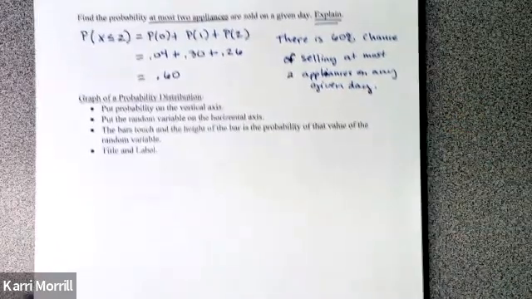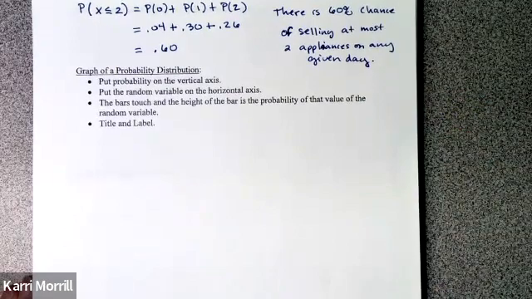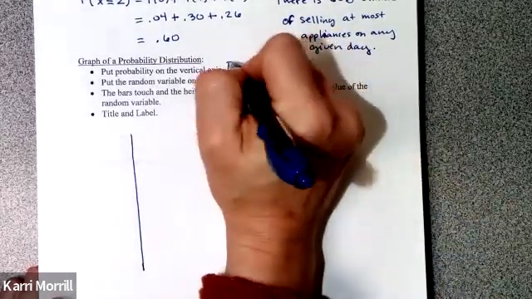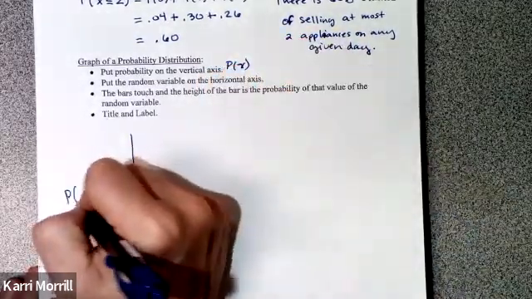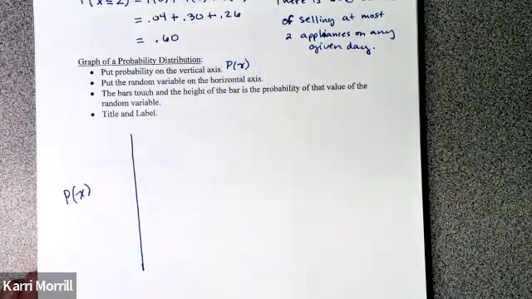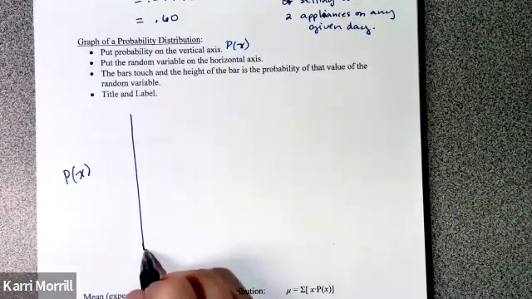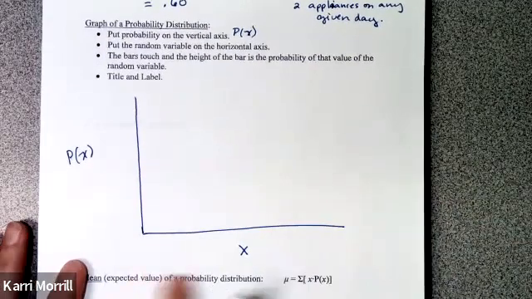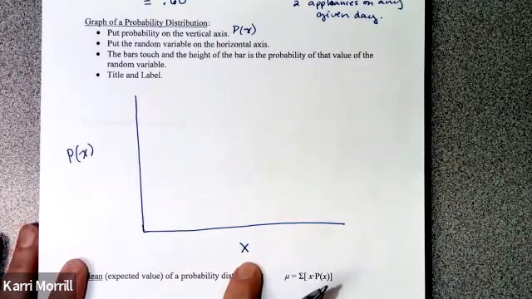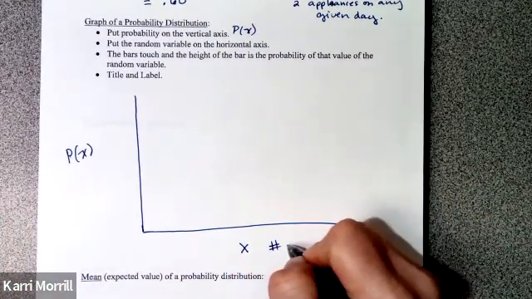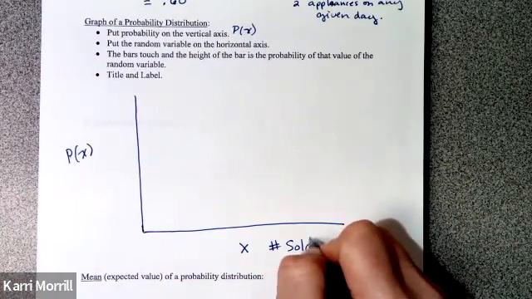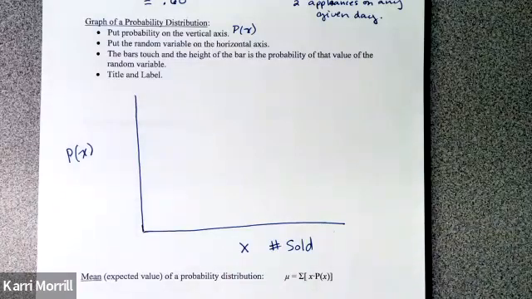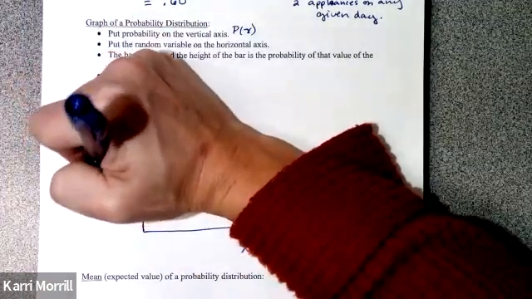So a graph of a probability distribution. We need to put the probability on the vertical axis, right? So that's your P of X value. That's going to be these values here. And then you're going to put the random variable on the horizontal axis. So that's down here. So that's how many appliances were sold, so number sold. And then this would be the probability or your frequency, which is what we learned in Unit 1.